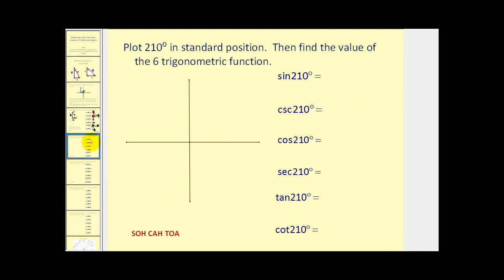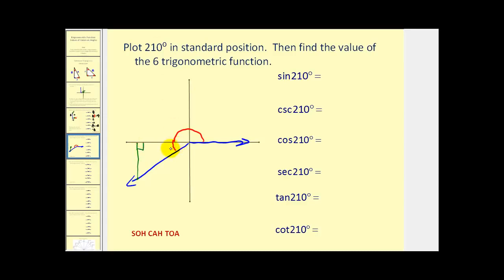Let's try another one. Let's plot 210 degrees in standard position, and then find the values of these. Here's our initial side. We'll rotate counterclockwise 210 degrees, so this would be 180, and 30 degrees more to our terminal side here. Pick any point on the terminal side, connect it to the closest part of the x-axis. This would be our reference triangle.